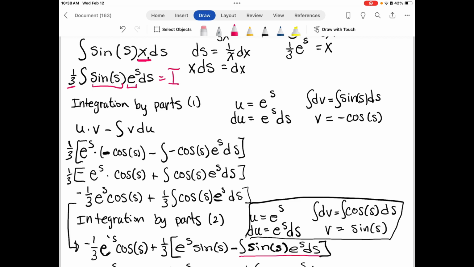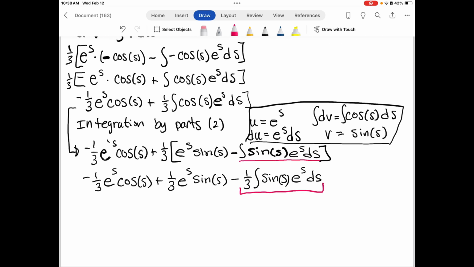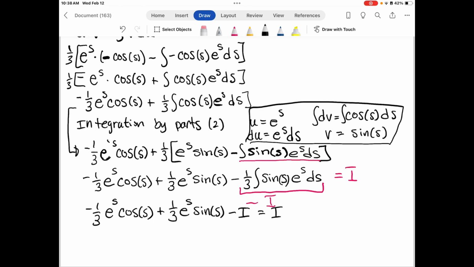All of this whole thing that we just wrote out, since it's what we started with, is equal to I. That's what we started with. But this is also equal to I because that's what we started with. So when I rewrite this using I, which was our original integral, I'm going to have 1/3 e to the s cosine s plus 1/3 e to the s sine s minus I is equal to I.